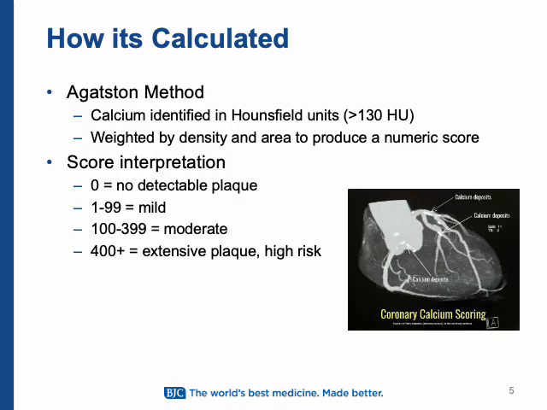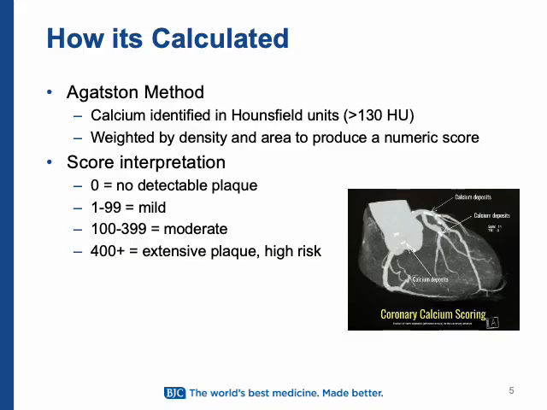So how is it calculated? The scanner looks for areas in the coronary arteries that measure above 130 Hounsfield units, which is the threshold that indicates calcium. Once those calcified spots are identified, the Agatston method is used to calculate the score. That method takes into account both the density of the calcium and the area it covers. So small, densely packed deposits may score similar to a large but less dense deposit. The final number gives us a sense of the total burden of calcified plaques.